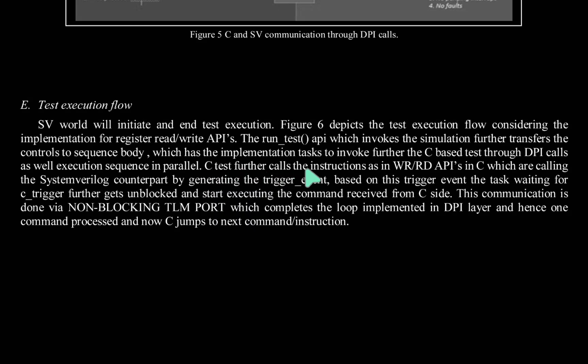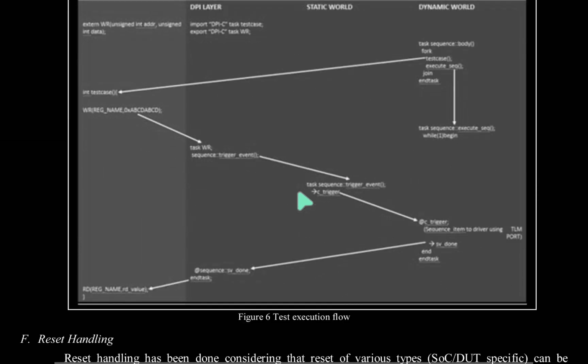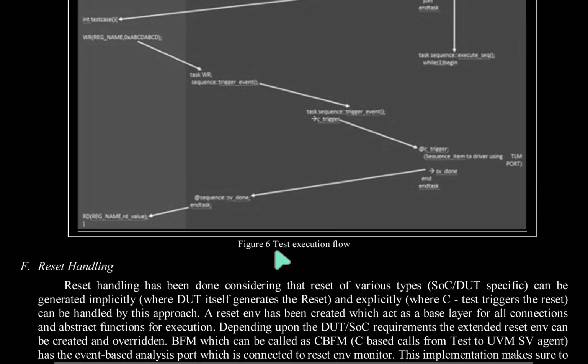The C-test further calls the instructions as in WR, RD APIs in C, which are calling the SystemVerilog counterpart by generating trigger_event. Based on the trigger event, the task waiting for the C trigger gets unblocked and starts executing the command received from the C side. This communication is done by the non-blocking TLM port, which completes the loop implemented in DPI layers, and hence one command is processed, and now C jumps to the next command and instruction. Figure 6 is the test execution flow.